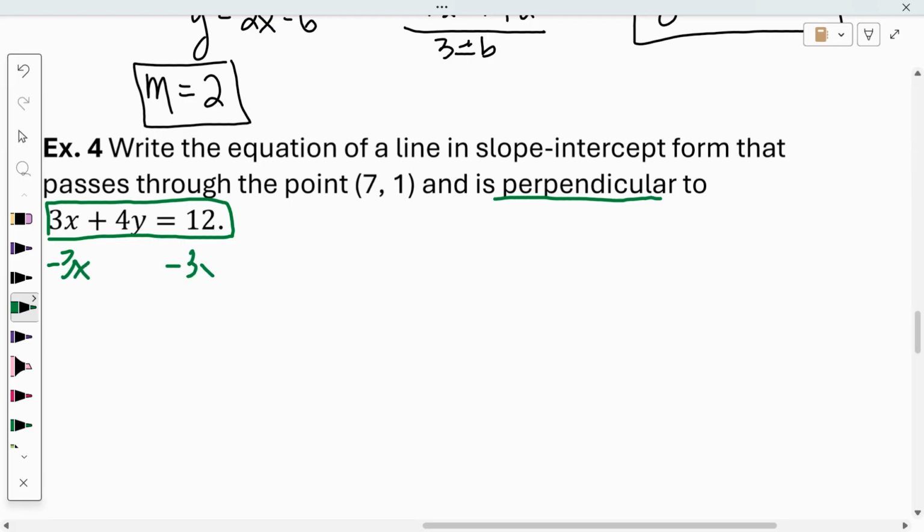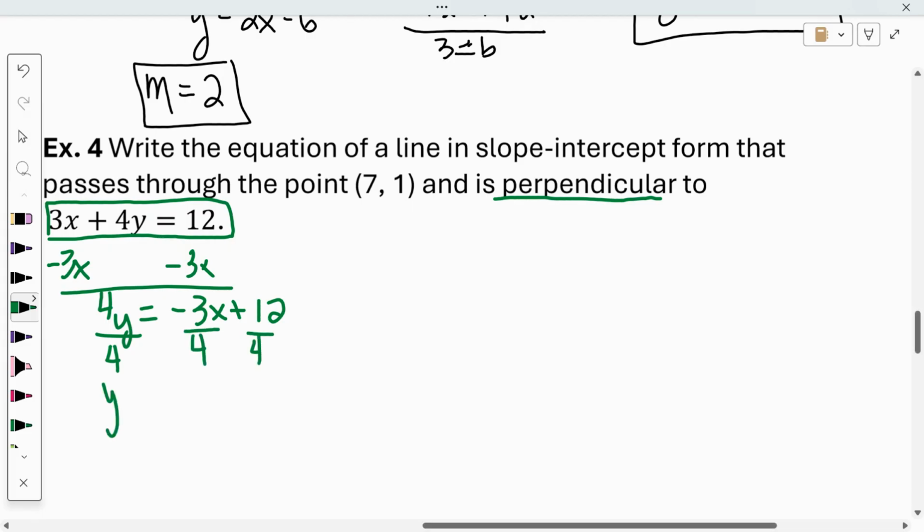So I'm going to subtract 3x from both sides. 4y equals negative 3x plus 12. Divide both sides by 4. Y equals negative 3/4 x plus 3. So my slope for this line is negative 3/4.